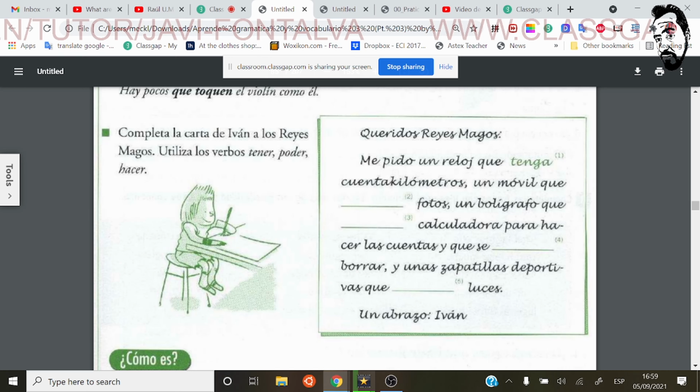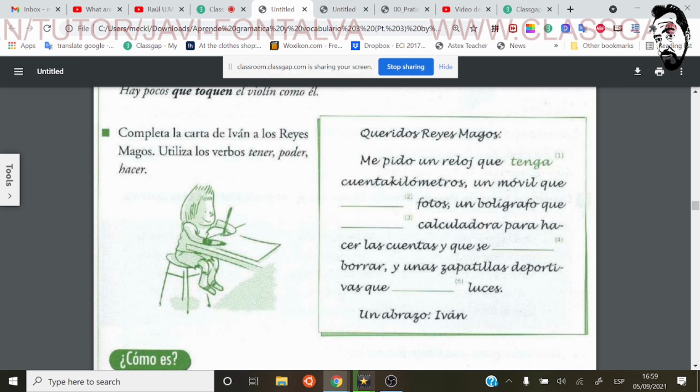So we have three verbs here. Tener, poder, hacer. Which one do you think we use? Tener is not, because tener is to have here. So it will be poder? Are you sure? Or hacer actually. Hacer, yes. So the expression is hacer fotos.